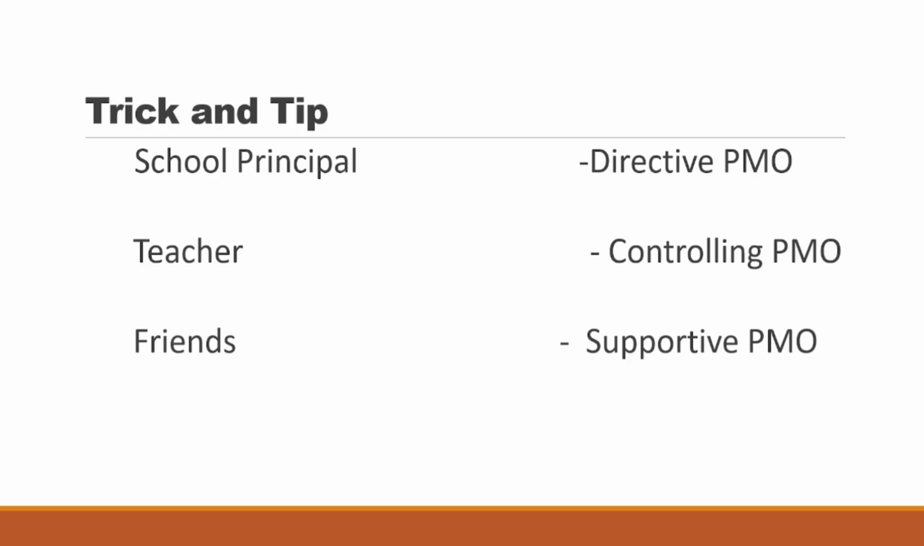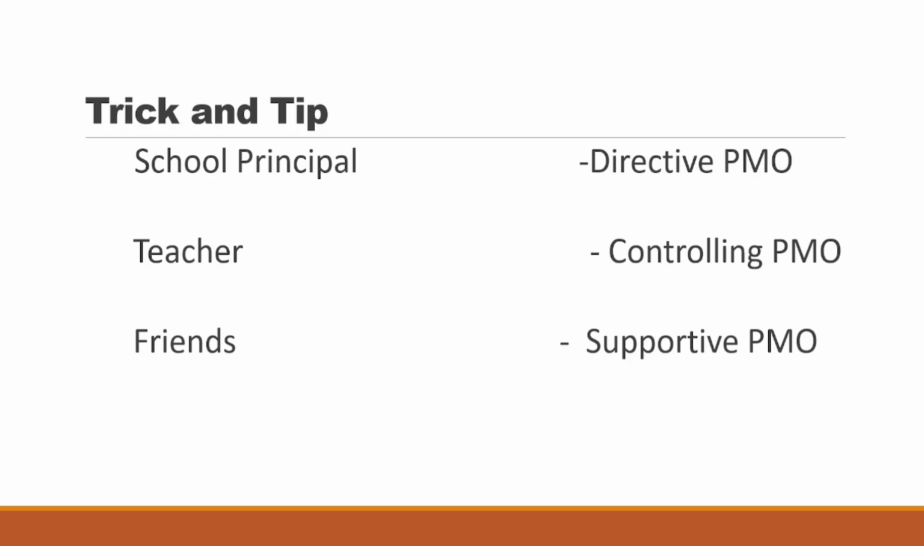In a school there is a school principal, right? The principal gives direction to the students. They can assign a teacher to them. They have full control, right? So the school principal is directive. Remember that directive and director are synonyms. The principal is directive. The teacher is controlling.